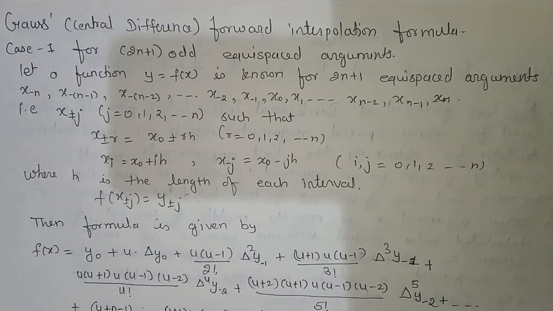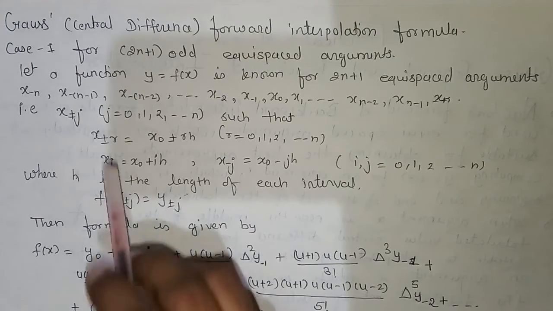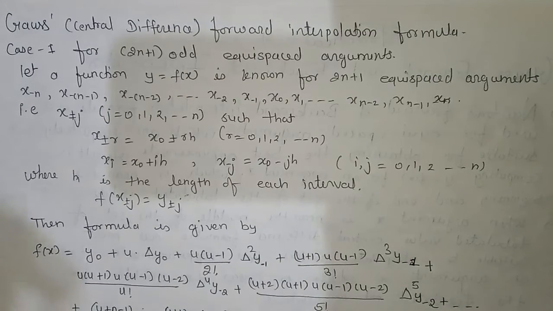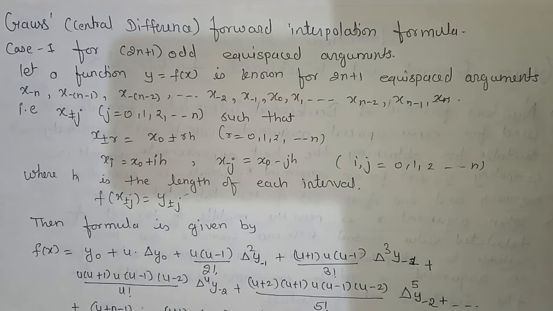Now we know that in the table we are given values of x: x0, x1, x2, up to xn. The number of values may be even or odd, so we will study two cases: one for an odd number of values and another for an even number. For 2n plus 1 equispaced arguments, which formula will we use? First of all, let a function y equal to f(x) be known for 2n plus 1 equispaced arguments.